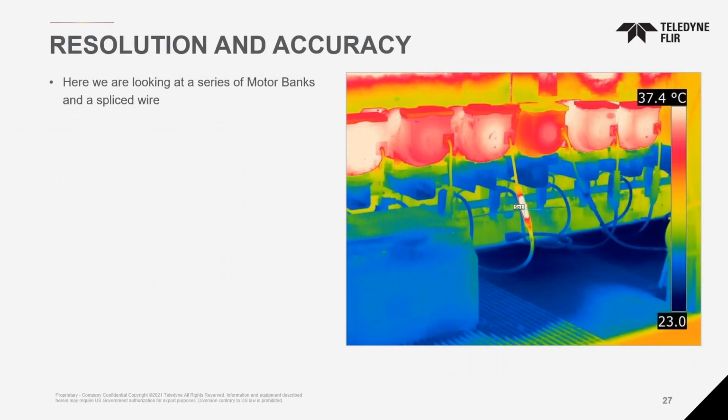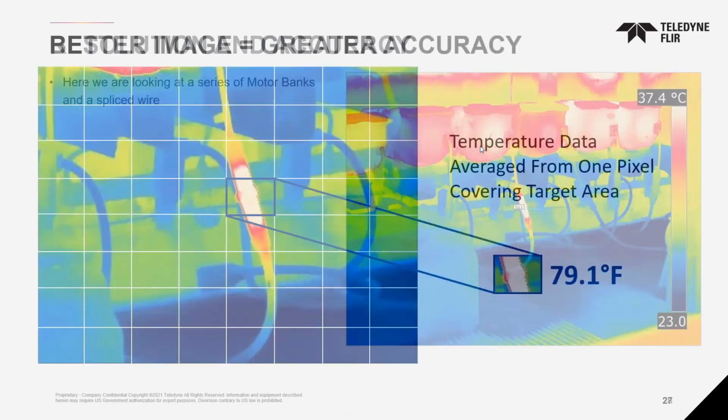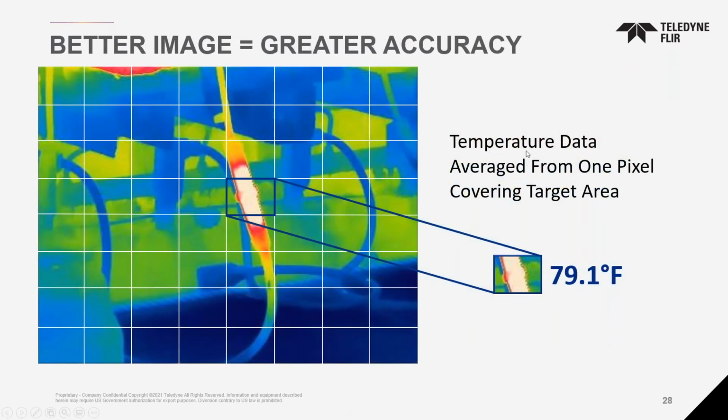Let's look at another example. This is a series of motor banks with splice wire. Right there, we're noticing one splice is hot. If we just take a low resolution camera where we get one pixel covering the whole splice, that pixel is going to average out the temperature here, here, and whatever's on the installer. So in this case, it's going to give you around 79, let's say 80 degrees.